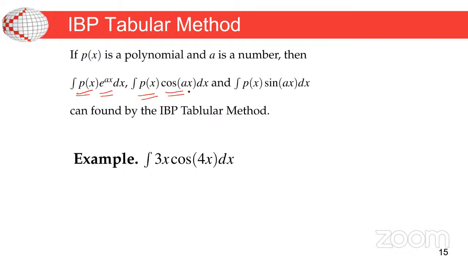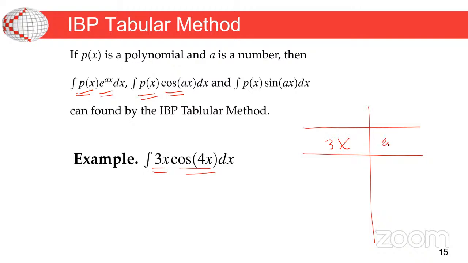Let's see how it works. We're going to use this example here to figure it out. So remember the tabular method. First we need to make sure this is the right form, and the two factors will be used to form the top row of a table. In this case, the polynomial will be the first factor, so it's 3x. And then the trig function or exponential function will be the second column, the top of the second column.